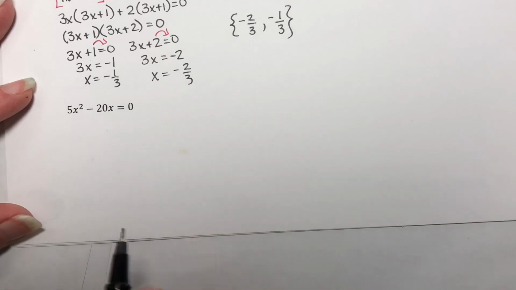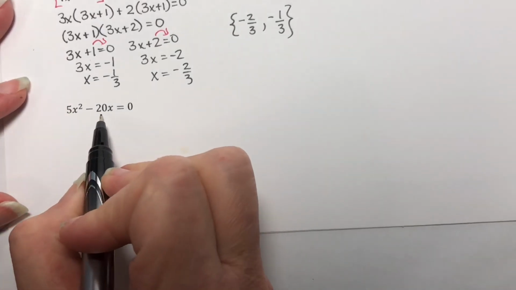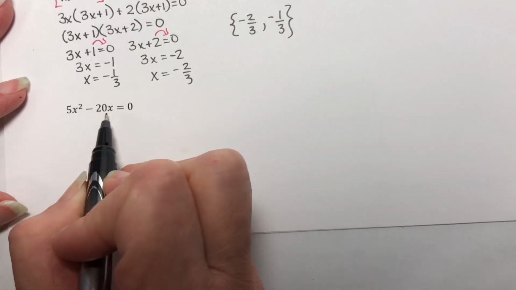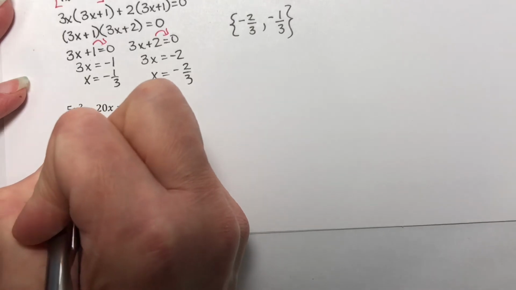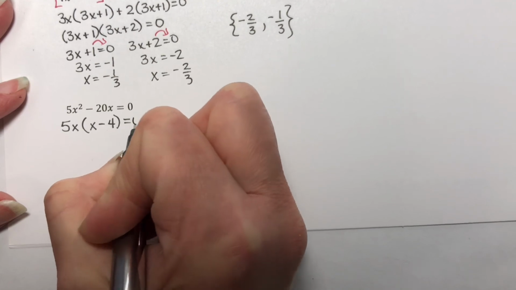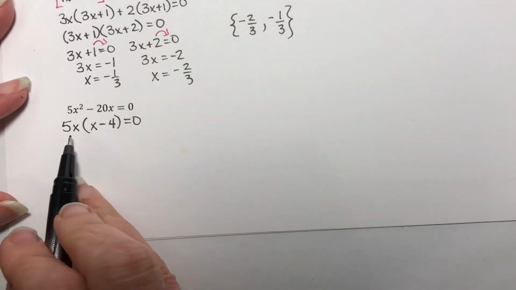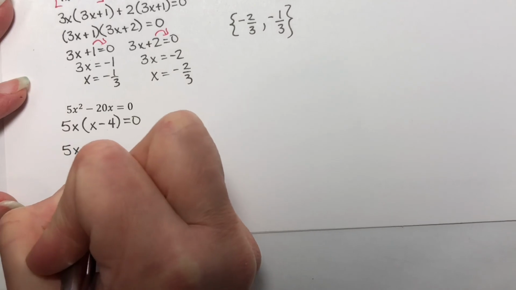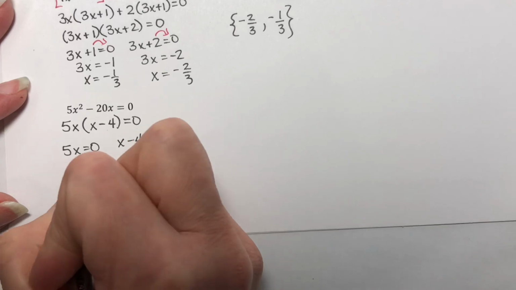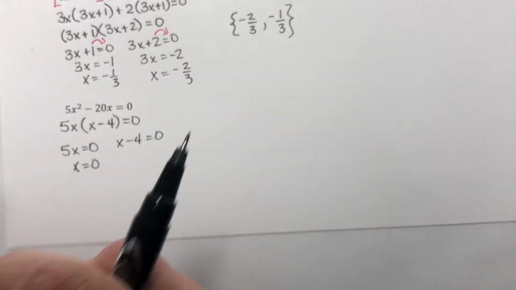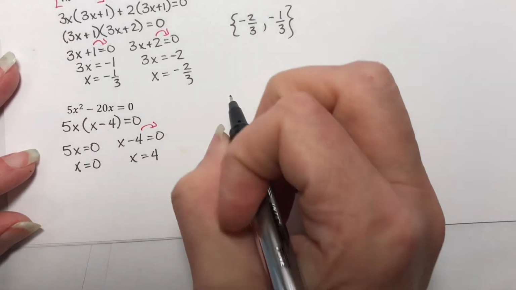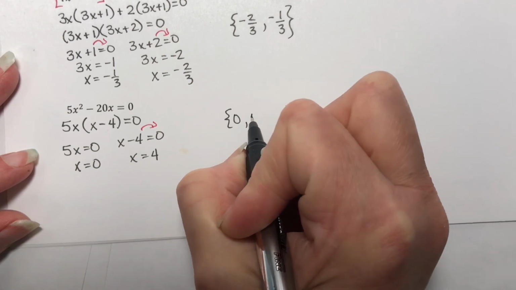Okay. Now here, I have 5x squared minus 20x is equal to 0. I have the 0 I need, which is good. I do have a GCF here. I can factor out a 5 and an x. And that will leave x minus 4. That still equals 0. Now this is factored. You set 5x equal to 0. You set x minus 4 equal to 0. Divide both sides by 5, we get x equals 0. Add 4 to both sides, and we get x equals 4. So our two solutions are 0 and 4.